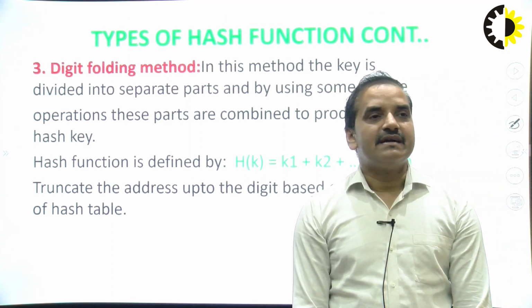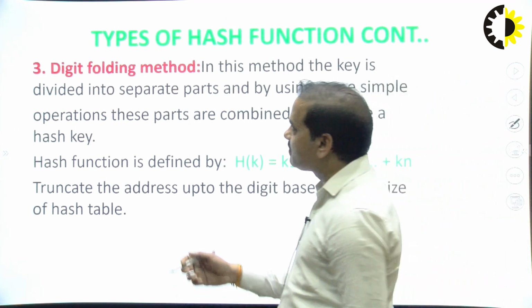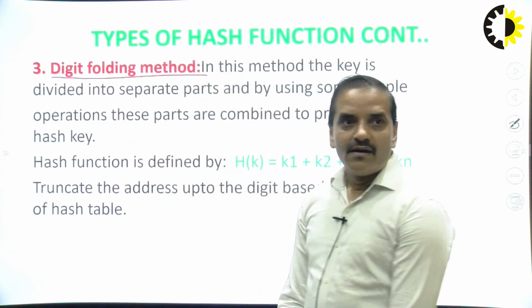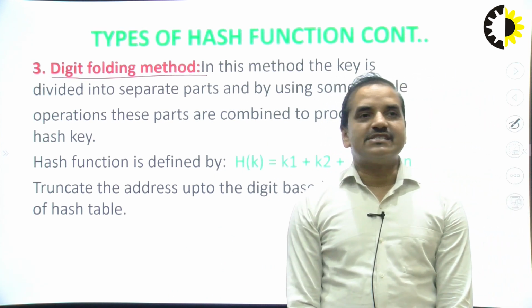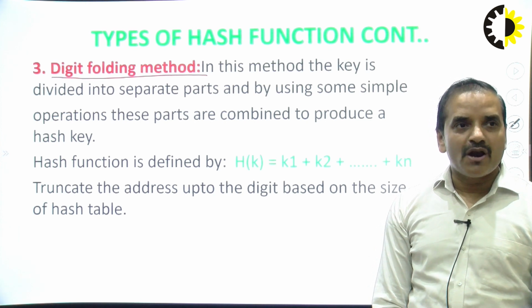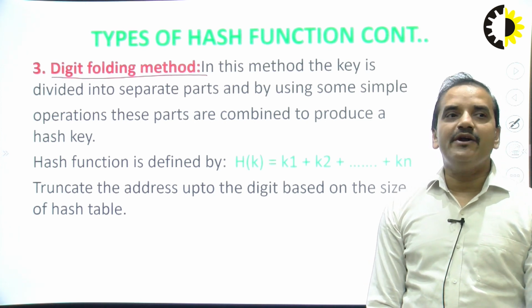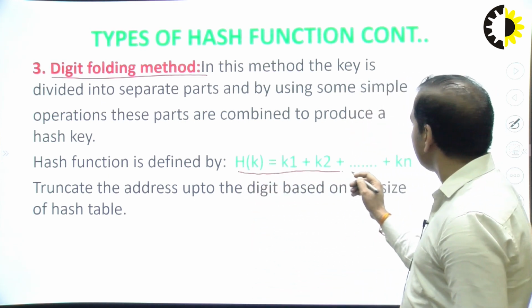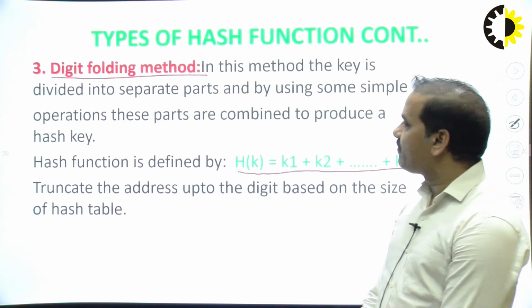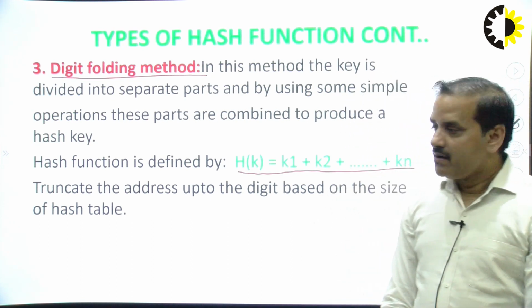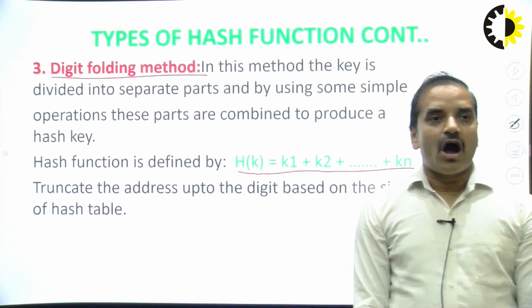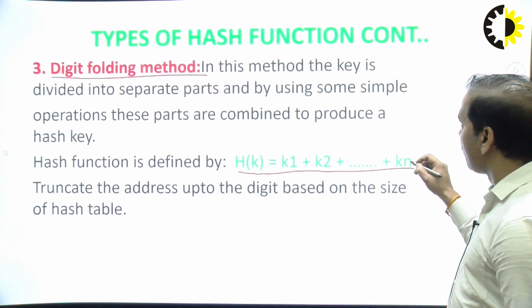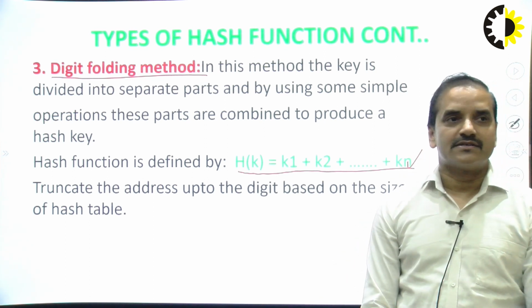Next is the digital folding method. This is the third method of hash function. In this method, the key is divided into separate parts, and by using some simple operation, these parts are combined to produce a hash key. These are the functions which are used to find the location of data in the data structure. Truncate the address up to digits based on the size of the hash table. This is the main function of the digital folding method.